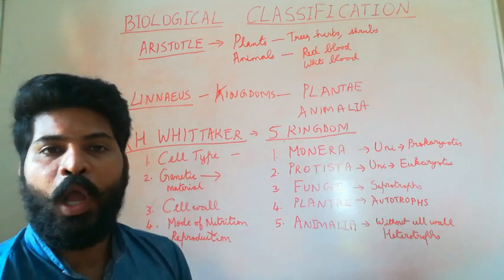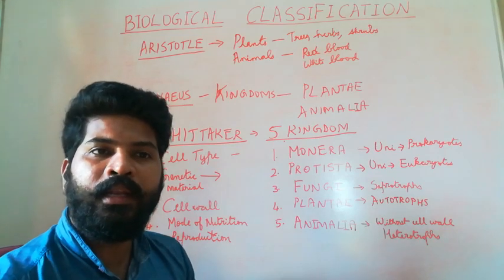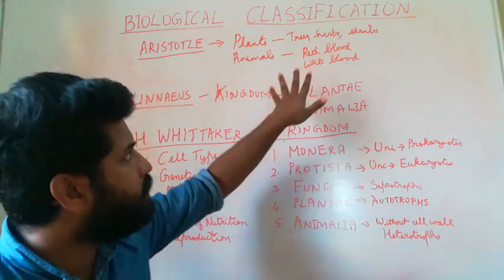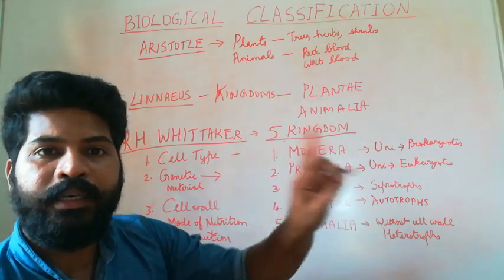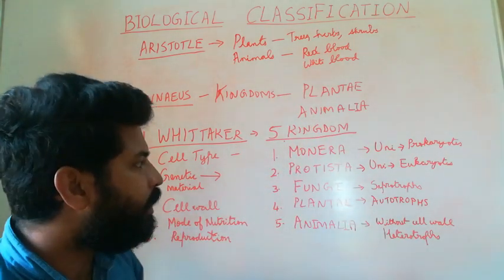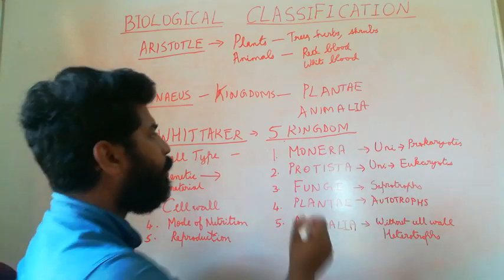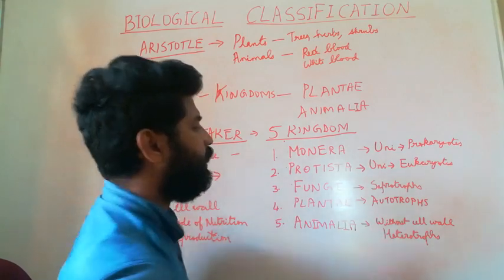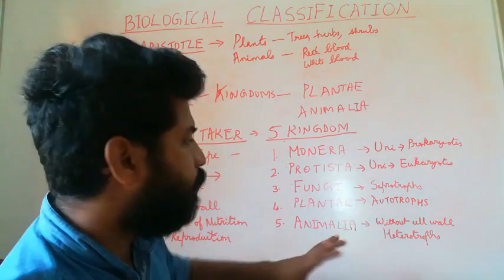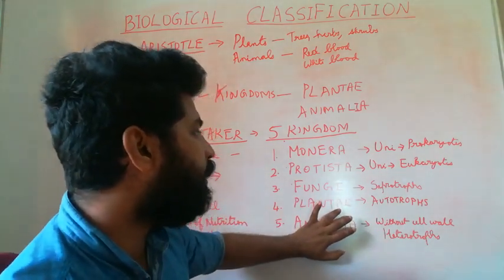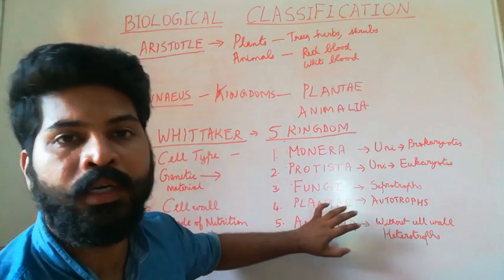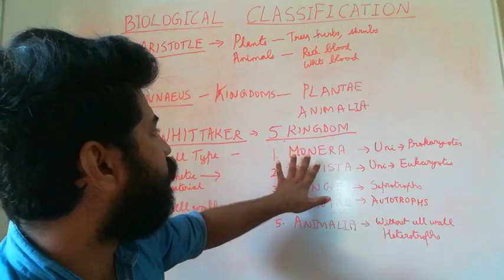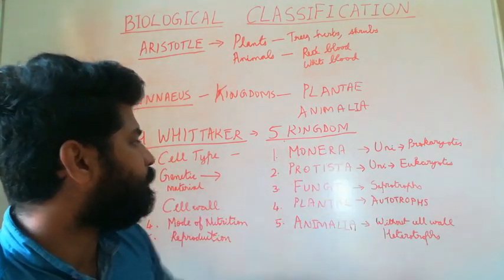This is what we will be studying in detail in the next 3 chapters, that is this chapter as well as in the next 2 chapters. In this chapter we will be studying in detail about kingdom Monera, kingdom Protista and kingdom Fungi. In the next lesson we will be talking about the plant kingdom, and in the 4th lesson we will be talking about the animal kingdom. So let us begin the discussion of kingdom Monera.